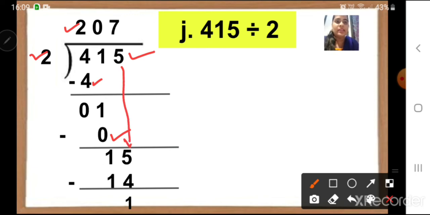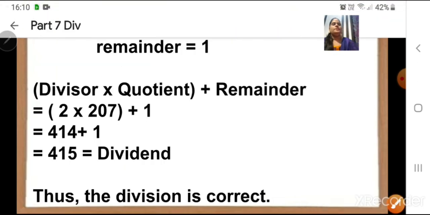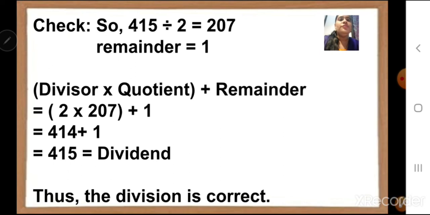Finally, we have to take the last number down, which is 5. Okay. And now it will become 15. Now 15 will not go in 2's table, but we have a nearby number which is 14. 2 sevens are 14. Okay. Then we will subtract. 15 minus 14 is equal to 1. So 1 is our remainder and our quotient is equal to 207. Then write, so 415 divided by 2 is equal to 207. Remainder is equal to 1.